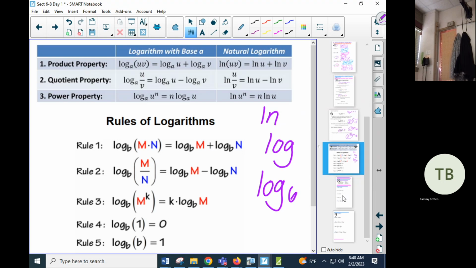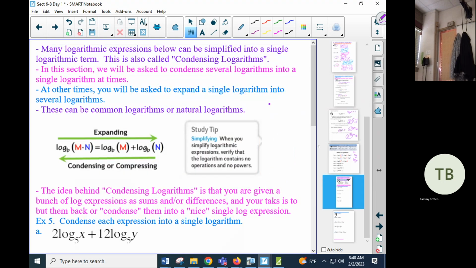Okay. So now we're going to learn how to do what's called condensing logs. Okay. What do you guys think? Should we? Yeah, I think I can get through this.